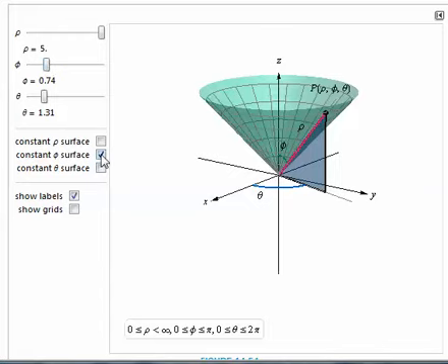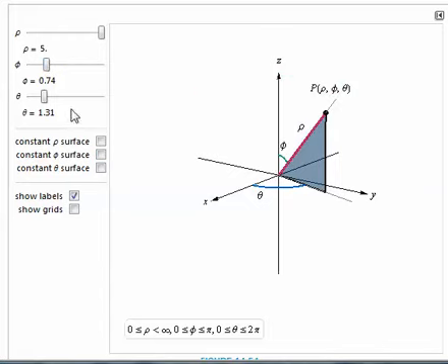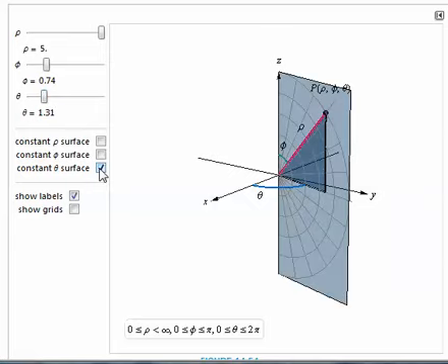And now let's look at a constant theta. A constant theta surface, the half plane again, just like in cylindrical. Okay, well that's something that we can count on.